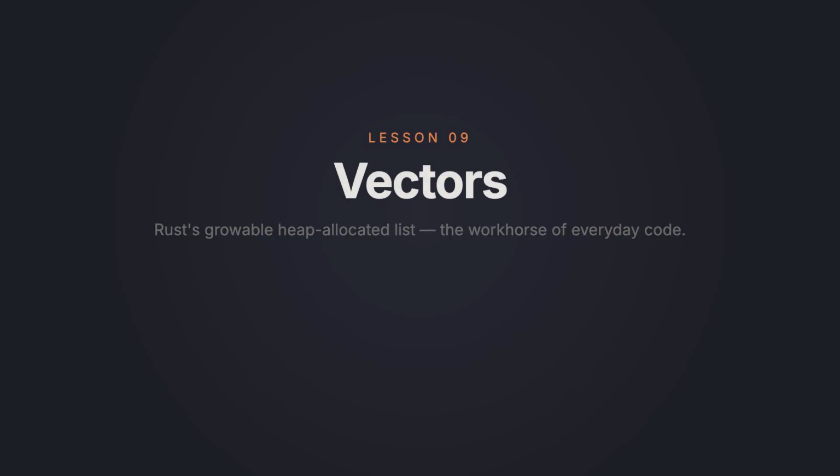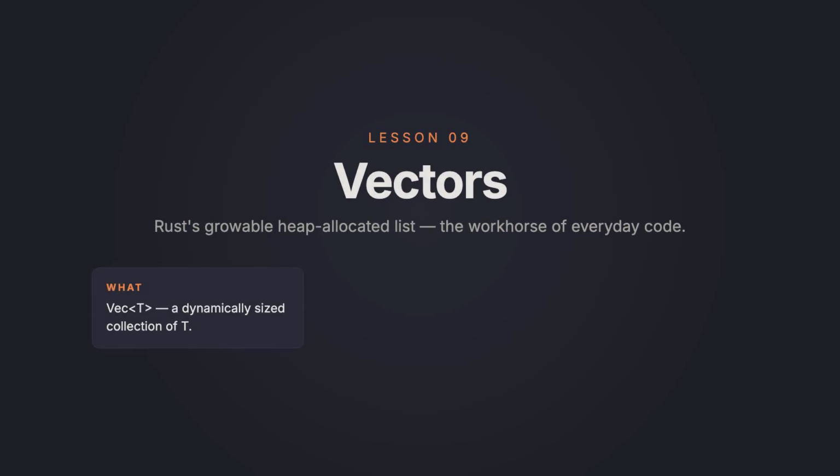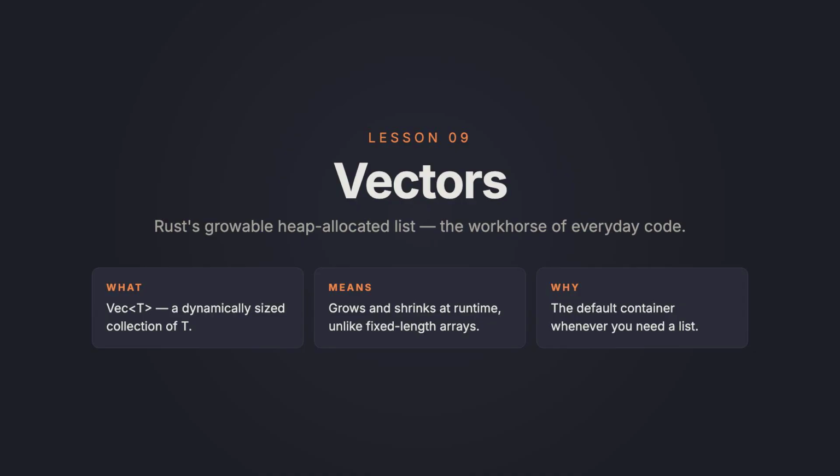Welcome back. In this lesson, we're looking at one of the most practical data structures in Rust, the Vec, short for vector. A vector is a growable heap-allocated list. It's Rust's answer to ArrayList in Java, list in Python, or vector in C++. Where an array, which we met in Lesson 1, has a fixed size baked into its type, a vector can grow and shrink as your program runs.